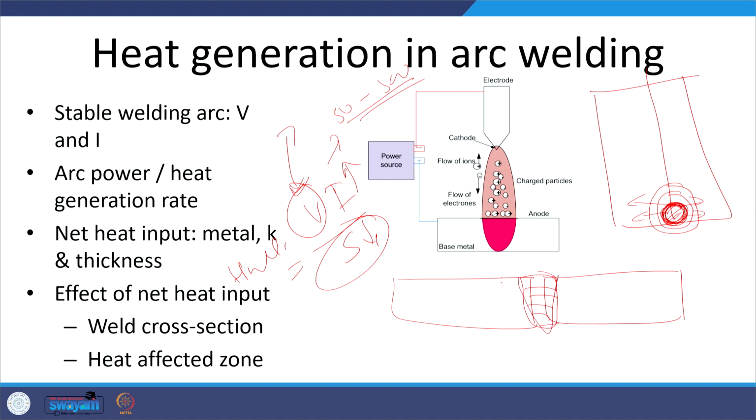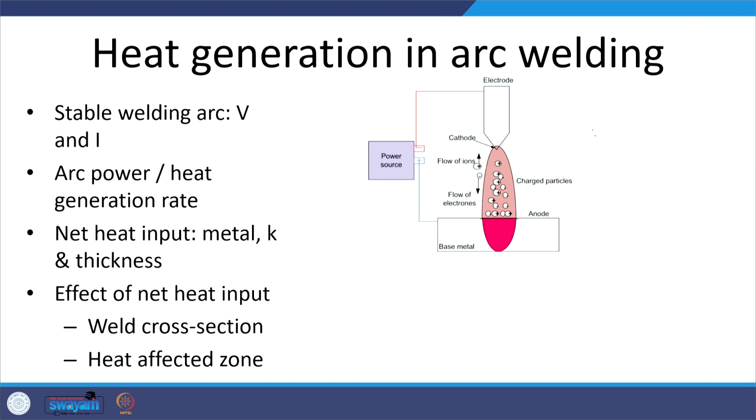The weld cross sectional area will be increasing, because we continue to supply heat at a particular location for longer time. So, this is one. The second is, increasing the heat input dissipates a lot of heat to the underlying base metal. So, our HAZ width also increases. So, these are the two major changes which are observed with the increase of the heat input.